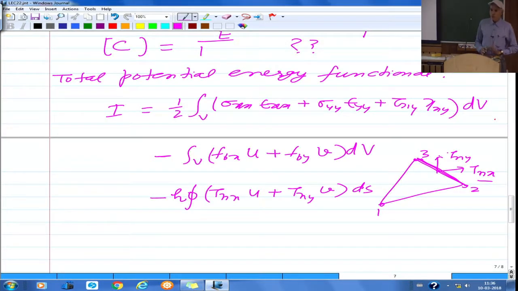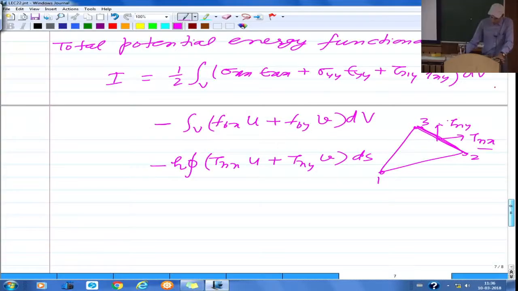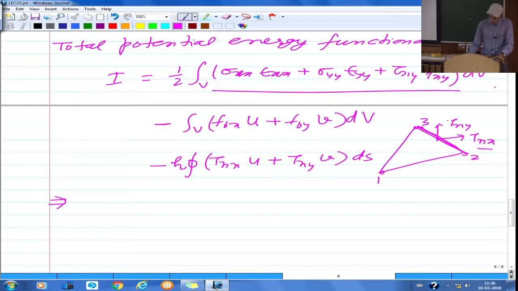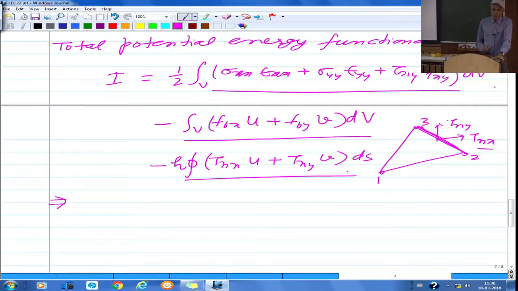So this includes all the distributed forces, of course, over volume and over lines. Of course, you can also have concentrated forces, but I am not considering that here. So we can actually rewrite this. This is the total potential energy functional, consisting of strain energy, potential of the body forces, and potential of boundary forces. These are the three different contributions to the total potential energy functional.